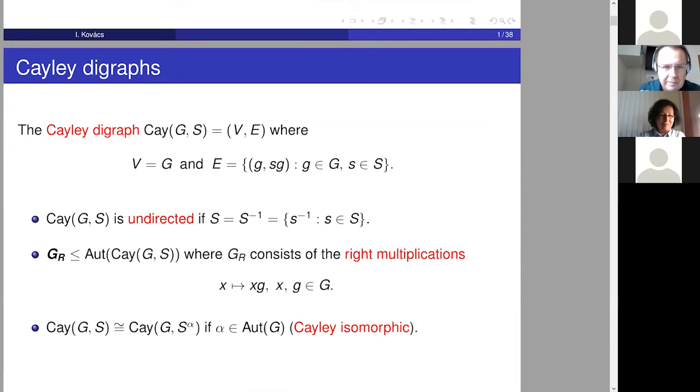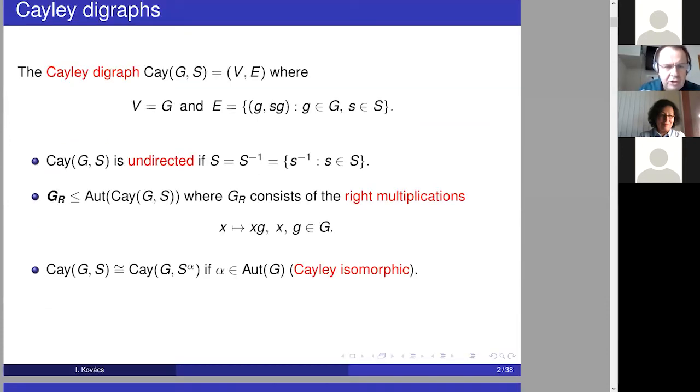So this is just the usual definition for a Cayley digraph. We have a group G and a set S, and we will construct a graph with vertex set G, and we take the directed edge from g to sg, where s is from your set. And this way we get a regular digraph. And I also listed some basic properties of this digraph.